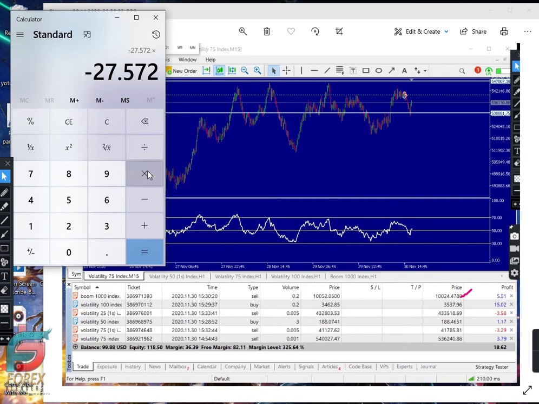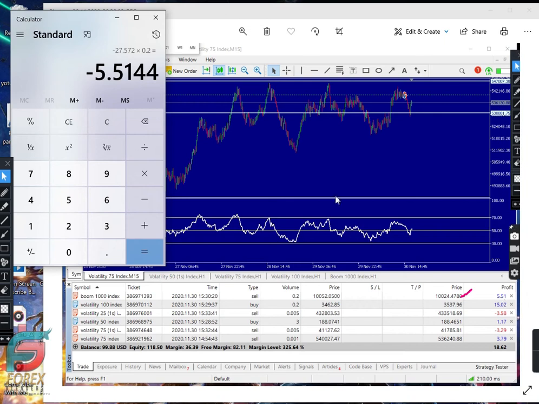So just multiply with the lot size, which is 0.2. Okay, so we are getting minus 5.5. The 5.5 we need to round off to the nearest decimal places, where we'll get 5.51. That's exactly the thing that we have here. So our trade is in profit and we have a profit of 5.51.